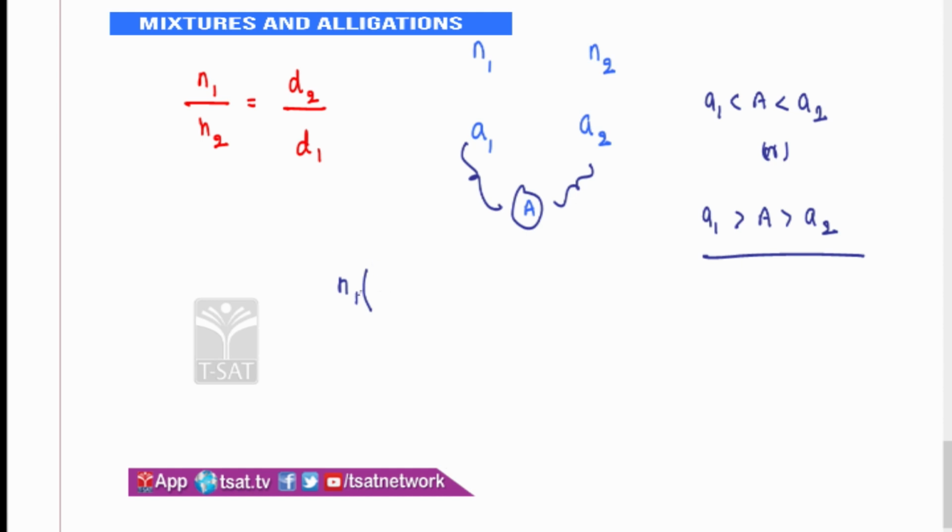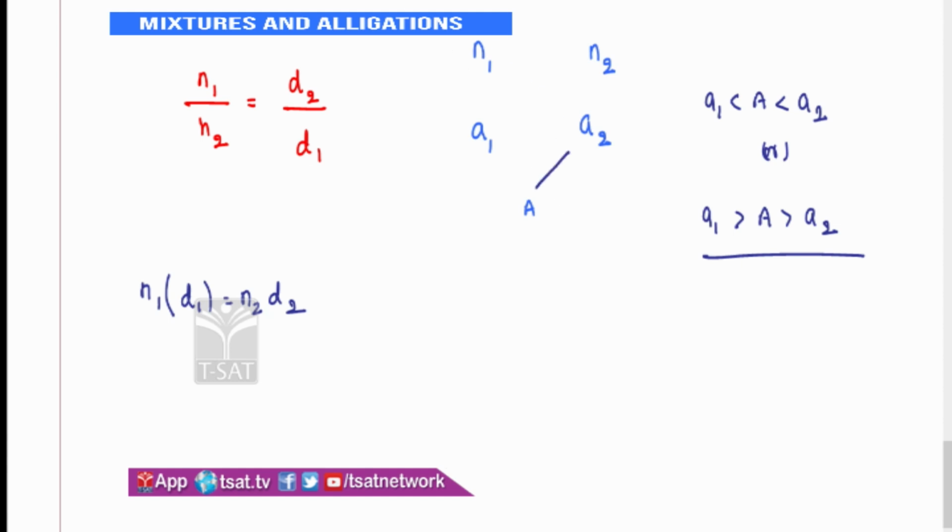So when I say N1 into difference 1, this difference 1 and difference 2 should be positive differences you have to take. So D1 is equal to N2 into D2. You must take the positive differences. Suppose I wish to get N1 is to N2, how do I find out the ratio? The general basic formula of alligations is, you take the difference.